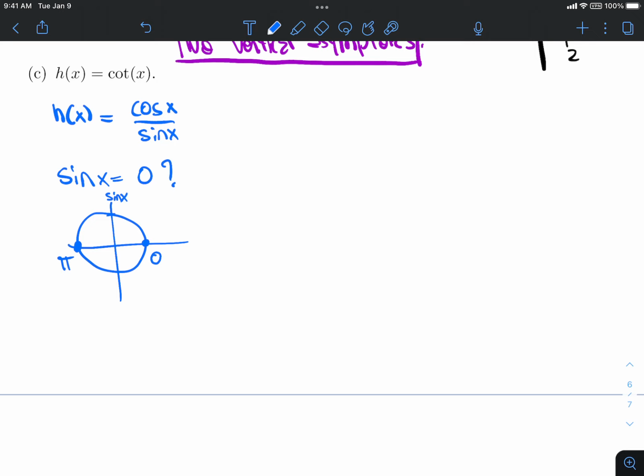So we have 0, pi, 2 pi, 3 pi, 4 pi. All of those are possible locations for vertical asymptotes. And they're not even the only ones we could have. Minus pi, minus 2 pi, minus 3 pi. Don't believe me? Just plug in those into a calculator, or just try and locate them in the unit circle. What's the sine of minus pi? All of those are going to be 0, right?